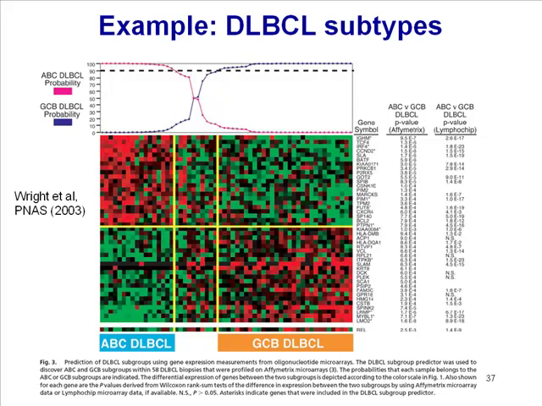So all of these patients would have a near 100% probability of being ABC, and all of these patients would have close to a zero probability, and then vice versa for the GCB. So these guys here, which are GCB, have a very high probability here and a low probability of being ABC. So the pink curve is the probability of ABC, and the blue curve is the probability of GCB. Okay.